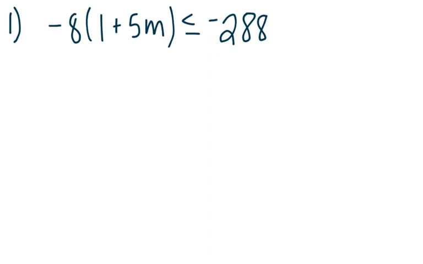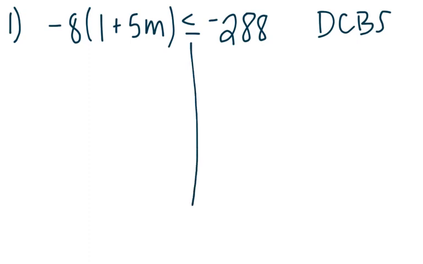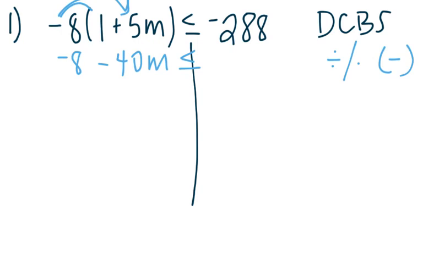So for number 1, these are all multi-step inequalities, so we solve them just like we solve multi-step equations. We distribute, combine like terms on each side, bring variables to one side, and then solve. So first thing we're going to do for this one is distribute. So we have negative 8 times 1, that'll give us negative 8. Negative 8 times positive 5m, that's negative 40m. And we're not changing the sign. Remember, we only change the sign if we divide or multiply by a negative. And it's less than or equal to negative 288.